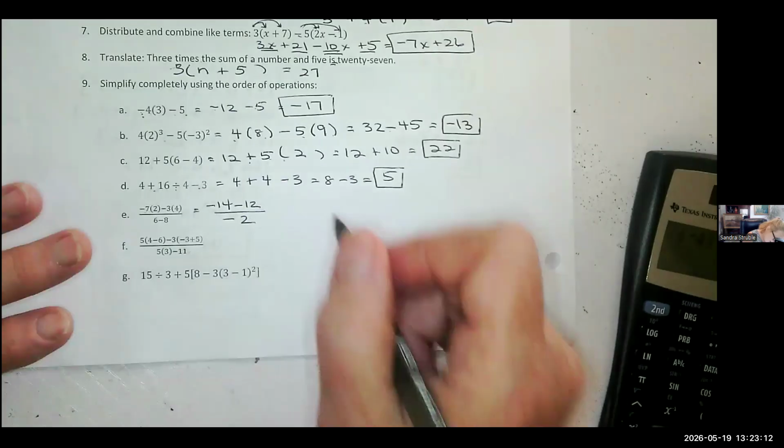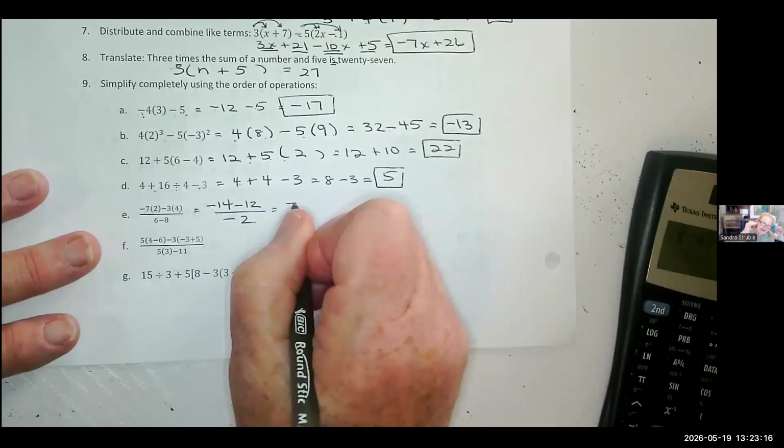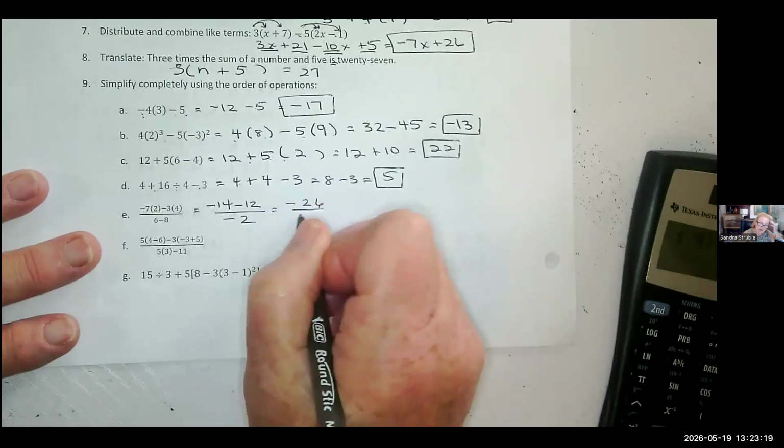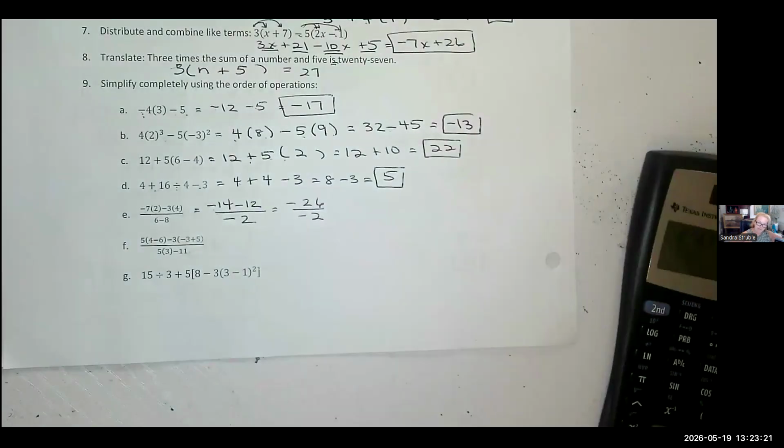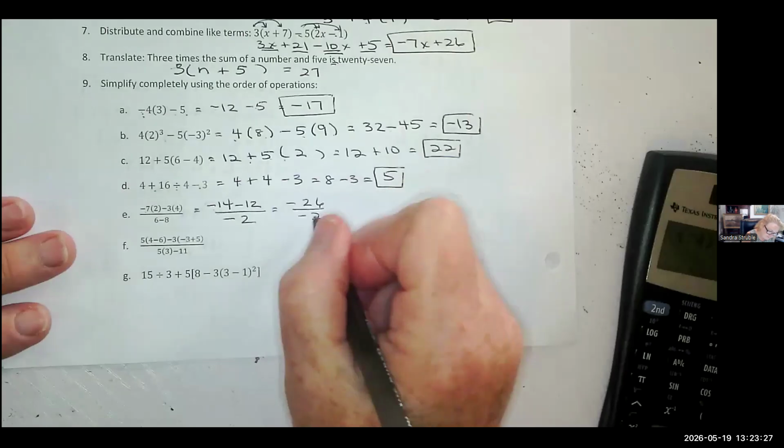Negative and a negative, you add them and keep the sign. Over -2. Now you divide. Once you have one term on top of another, now's when you divide. A negative divided by negative is a positive. 26 divided by 2 is 13.